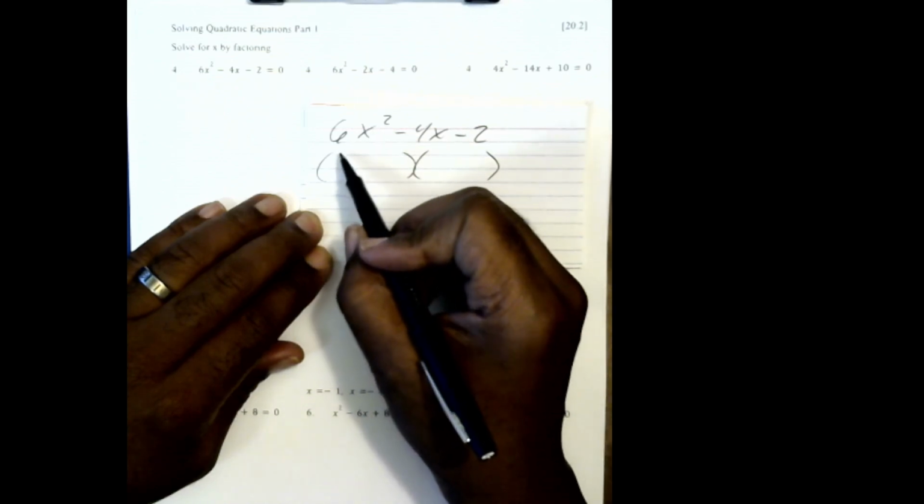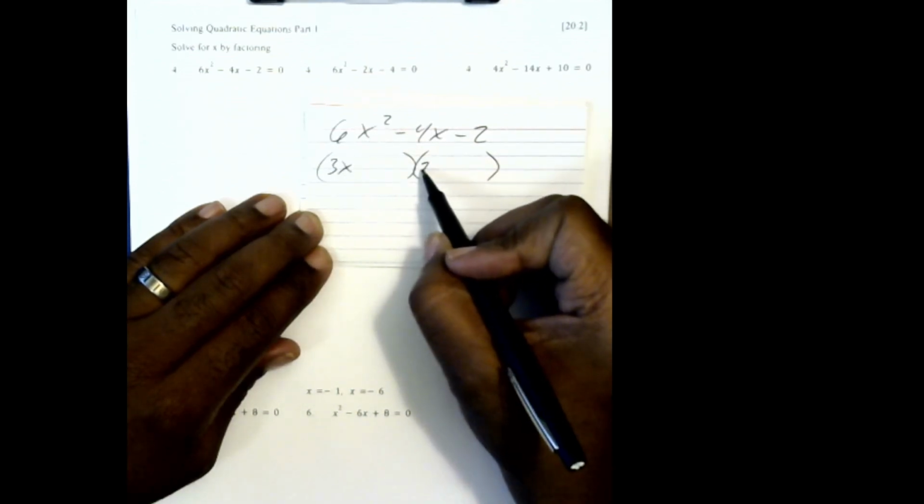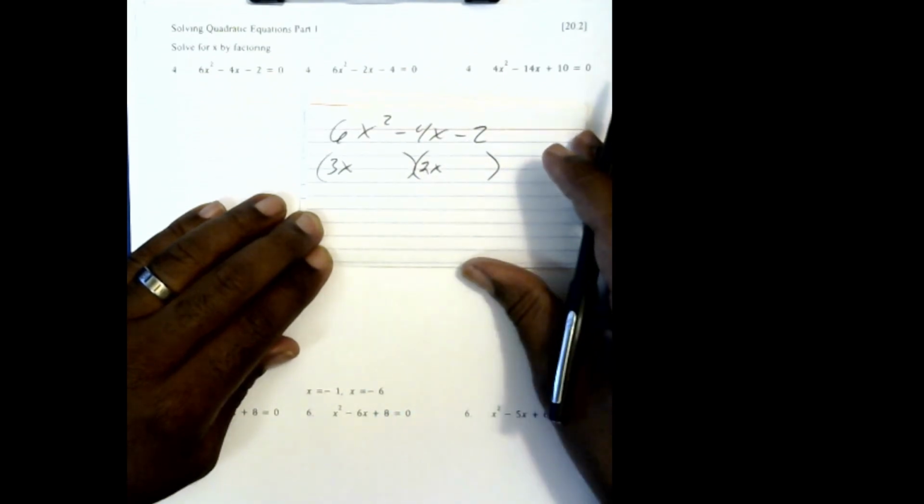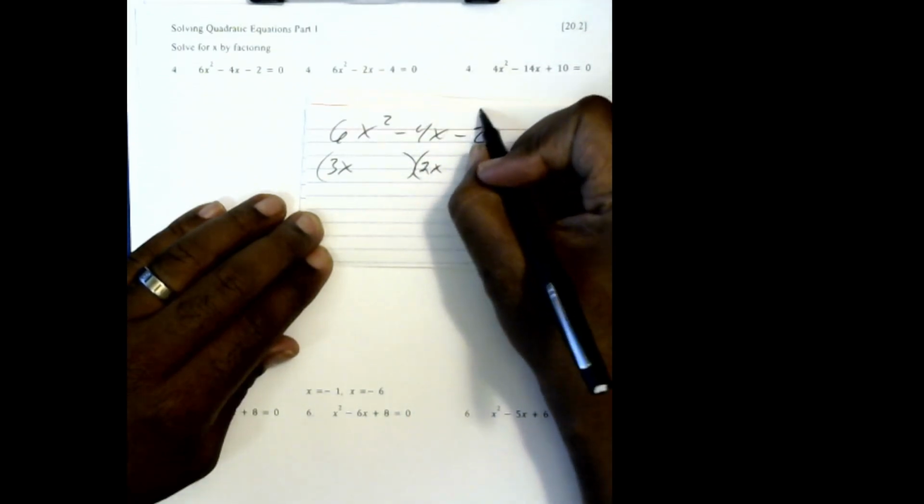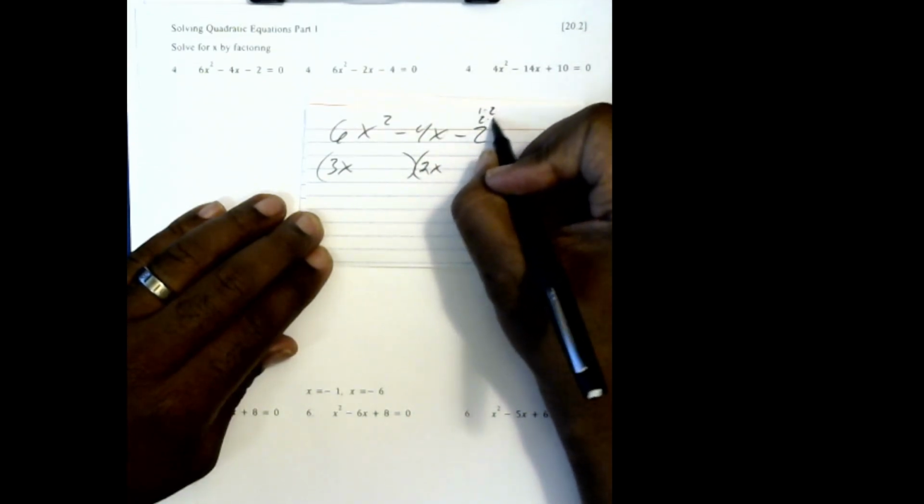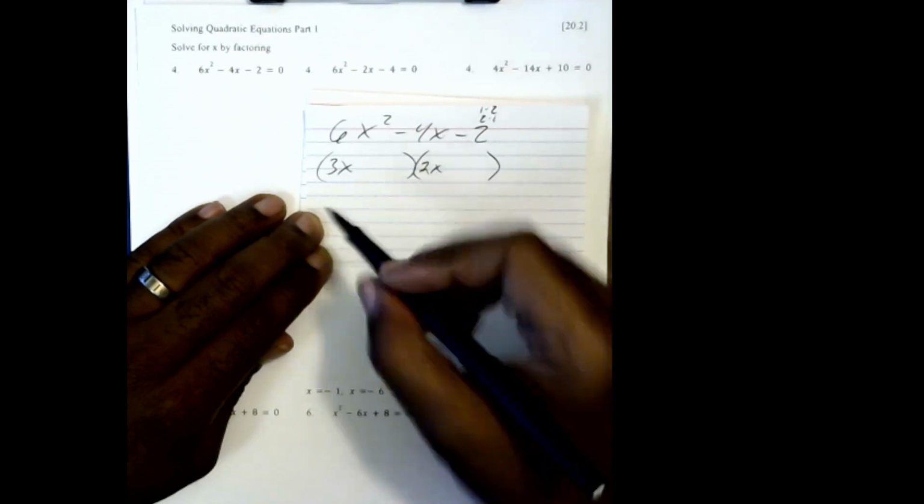Okay, and let's see here. 6x squared used to be a 3x times 2x, so we'll put those first, 3x times 2x. And for the 2, there's two choices for that. It's either 1 times 2 or 2 times 1. I don't know which one it is. Let's try 2 times 1 first and see if that works.